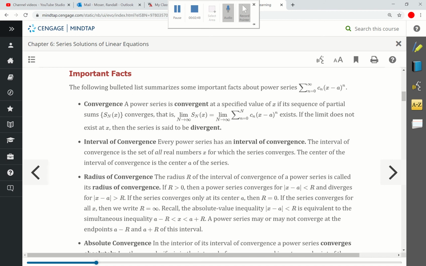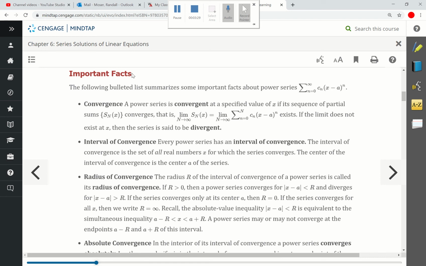We want to recall a couple important facts about power series. Convergence. So what do we mean by convergence? Well, a power series is convergent at a specified value of x if its sequence of partial sums converges. That is, if the limit as capital N approaches infinity of this sequence of partial sums, which is nothing more than the sum starting from n equals 0 up to capital N of c sub n times x minus a to the n, exists. If this limit does not exist, then we say that the series is divergent.